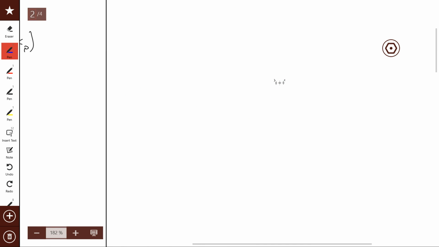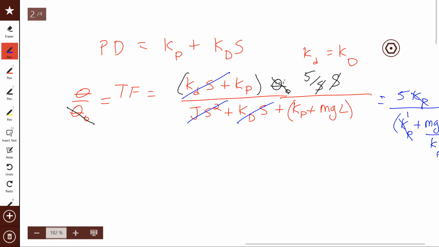A good final exam question would be to say, put in a PID controller and find the frequency of oscillation, find the time constant, find the steady state value, and so on. I think that's a good final exam question, yeah. If I set KP as minus MGL, there will be unstable. Right. If you get rid of this term, then this one is unstable. Right.